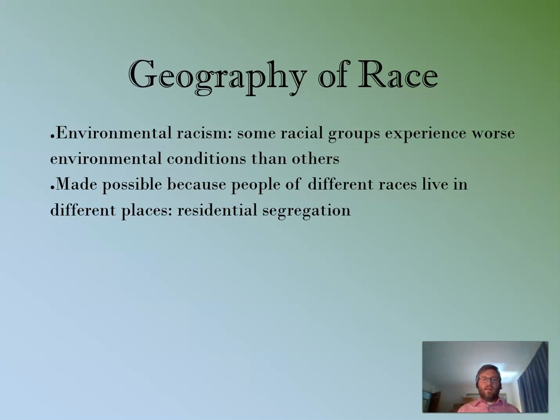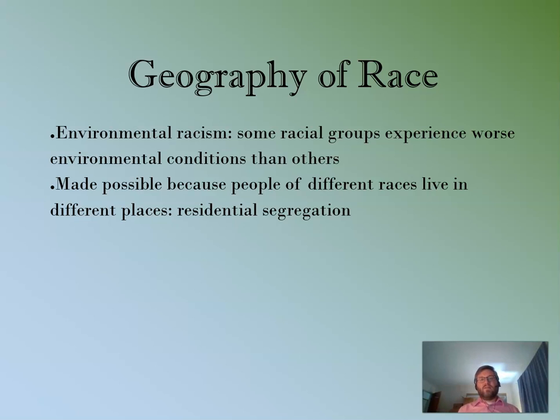And it's possible to have different environmental conditions experienced by people of different races because people of different races live in different places. If we didn't have distinct white neighborhoods, Black neighborhoods, Latino neighborhoods, etc., then we wouldn't be able to, say, put a toxic waste dump in a place that is going to affect our Black population more so than it affects our white population, right? If people were evenly mixed in all areas, then bad environmental conditions and good environmental conditions wouldn't have different effects on people of different races.